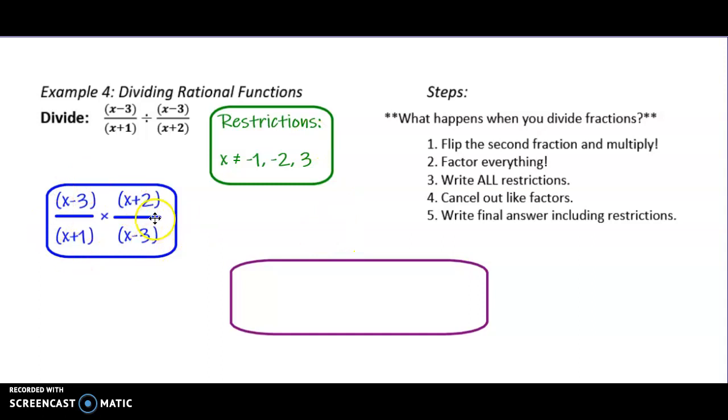Now that it's a multiplication problem, I can cancel out like factors in the numerator and denominator. So I have an x minus 3 and an x minus 3. So my final answer would be x plus 2 over x plus 1 with the restrictions x cannot be negative 1, negative 2, or positive 3.